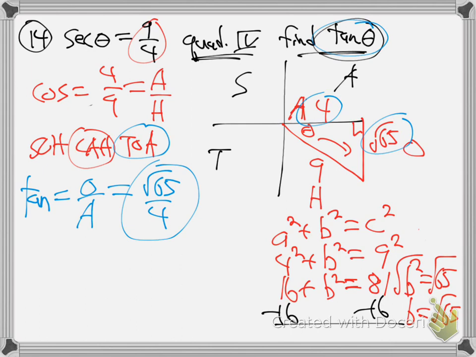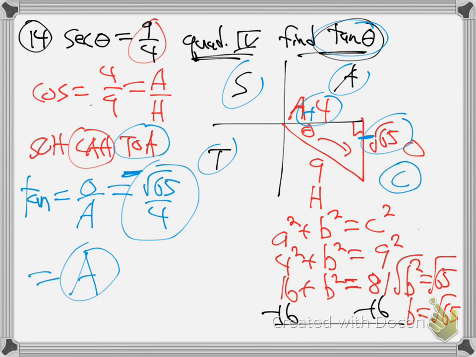Oh, and remember, we already said it's negative, because really this is down, so it's over 4, down 65. We know it's negative. Why? Because in this quadrant, using "All Students Take Calculus," only cosine is positive and it's upside down. So, I don't want to confuse you. Anyway, the answer is actually A, negative root 65 over 4.